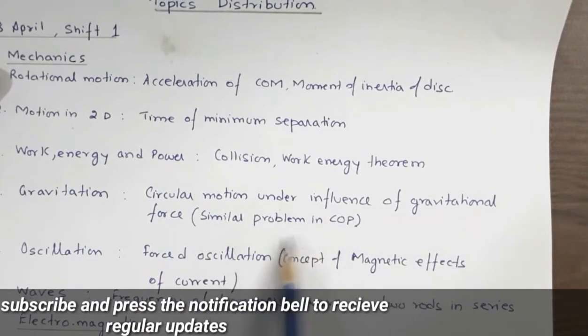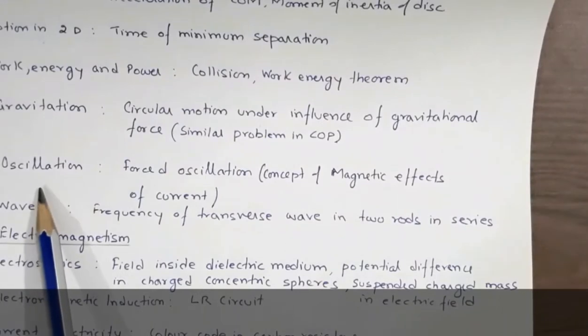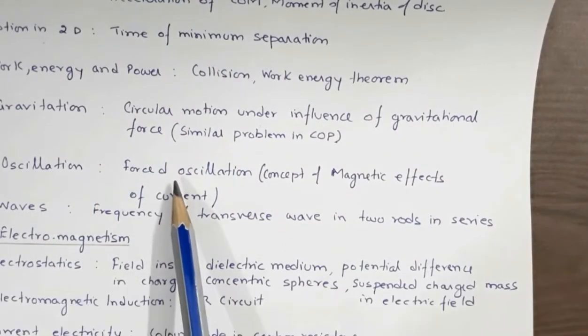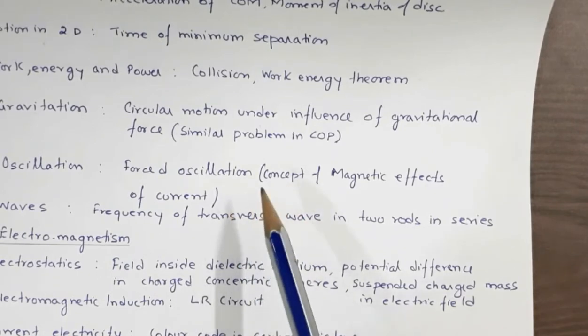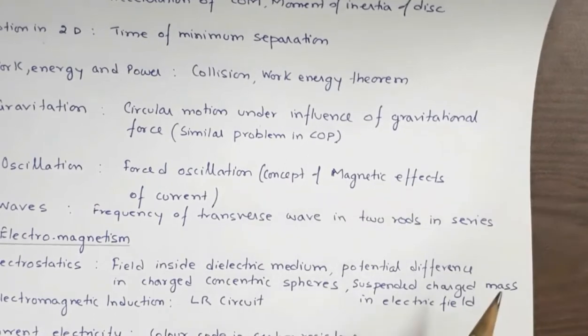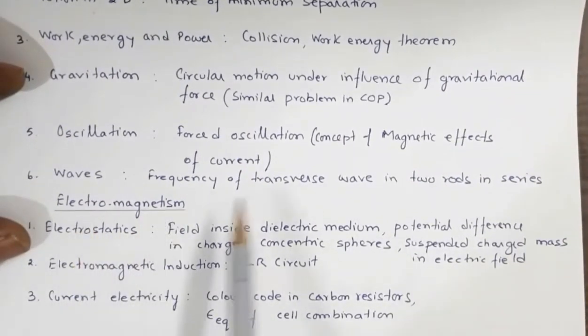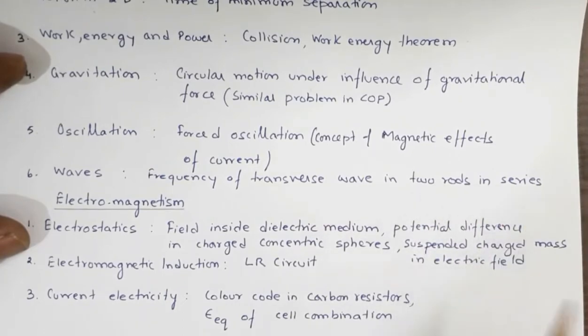Now you can find a similar question in Concept of Physics by H.C. Verma. Then from oscillation, we had one question from forced oscillation. Now this question was a mixture of concepts, one concept from forced oscillation, one concept from magnetic effects of current. From waves, we had one question on frequency of transverse wave in two rods in series.